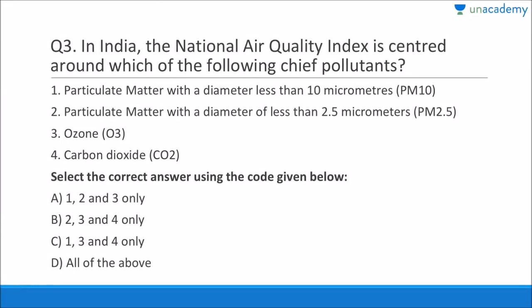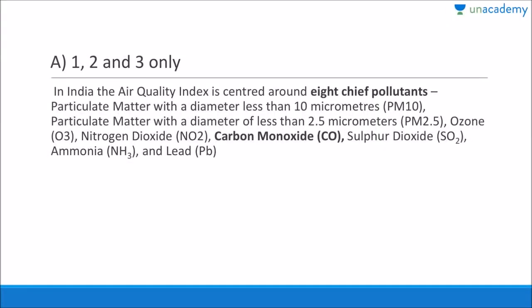In India, the National Air Quality Index is centered around which of the following chief pollutants? Particulate matter with less than 10 micrometers, correct. 2.5 micrometers, correct. Ozone is there, yes. CO2 is not there. Carbon monoxide is there. So answer here is A, 1, 2, 3. So in India, AQI is under around 8 chief pollutants: PM10, PM2.5, ozone, nitrogen dioxide, carbon monoxide, sulfur dioxide, ammonia and lead. Very, very, very important.